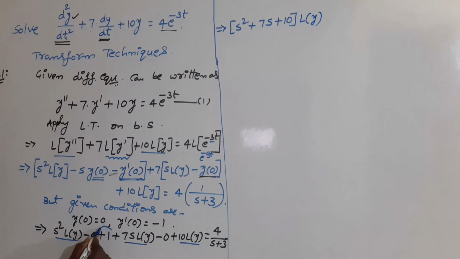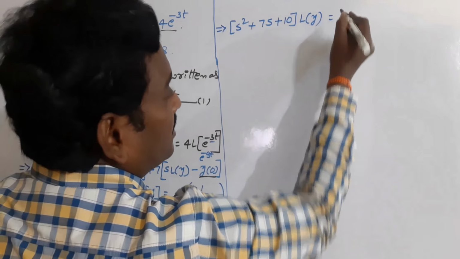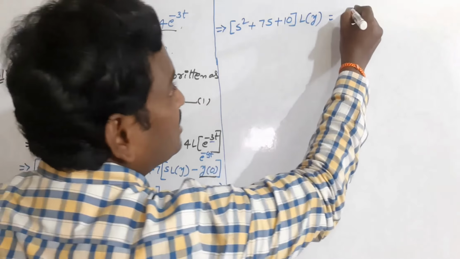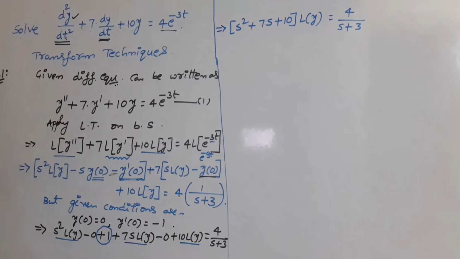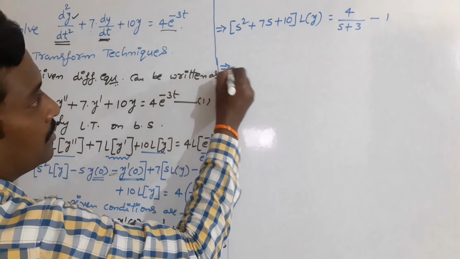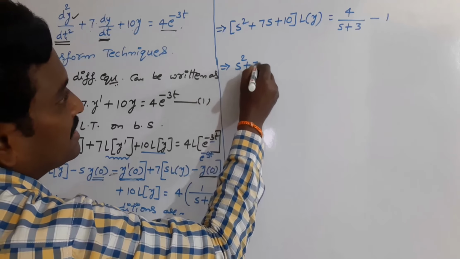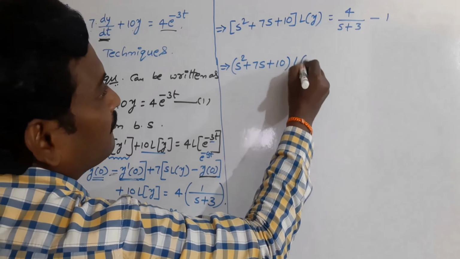See here we have plus 1, so this term does not contain L of y. That's why take this plus 1 to the right hand side. In the right hand side we already have 4 by s plus 3. If we take this term to the right hand side, it becomes negative 1. So s square plus 7s plus 10, whole into L of y.